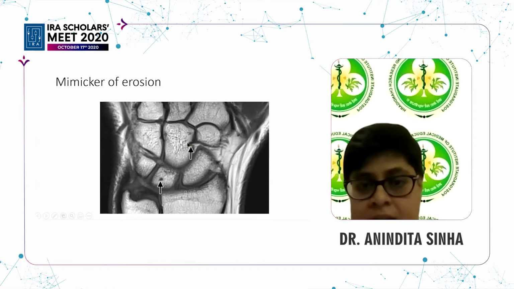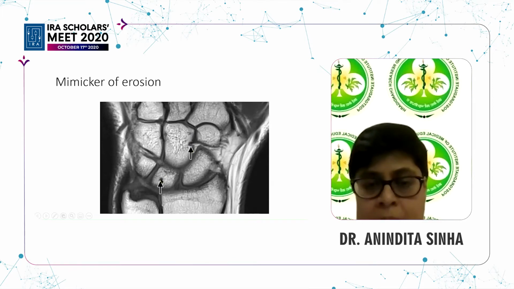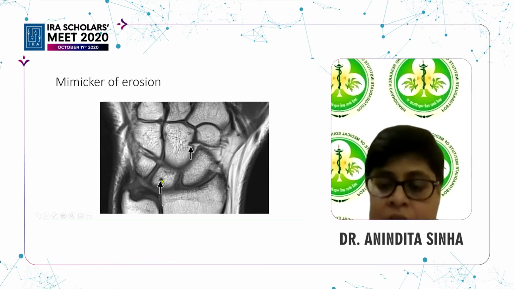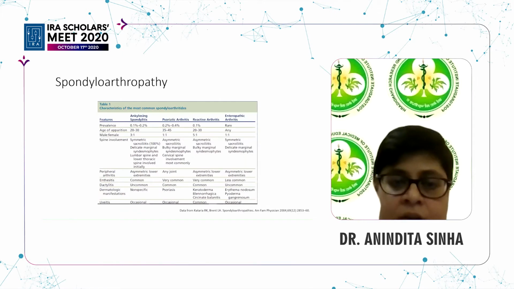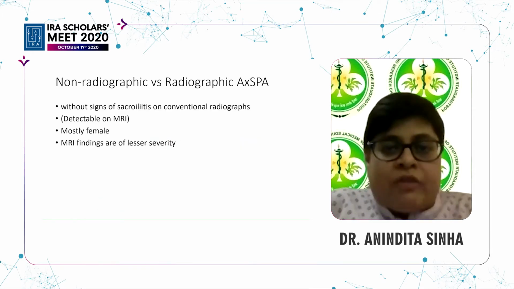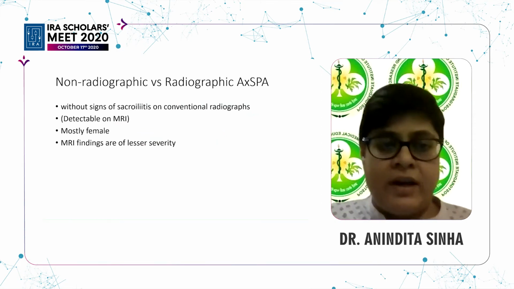You can see that there is a well marginated cortex which is hypointense. The cortical margin is not disrupted. Similarly, this is not marginal at all. This is plumb within the center of the bone. So this is actually a nutrient artery which is going into the bone and should not be mistaken for an erosion.